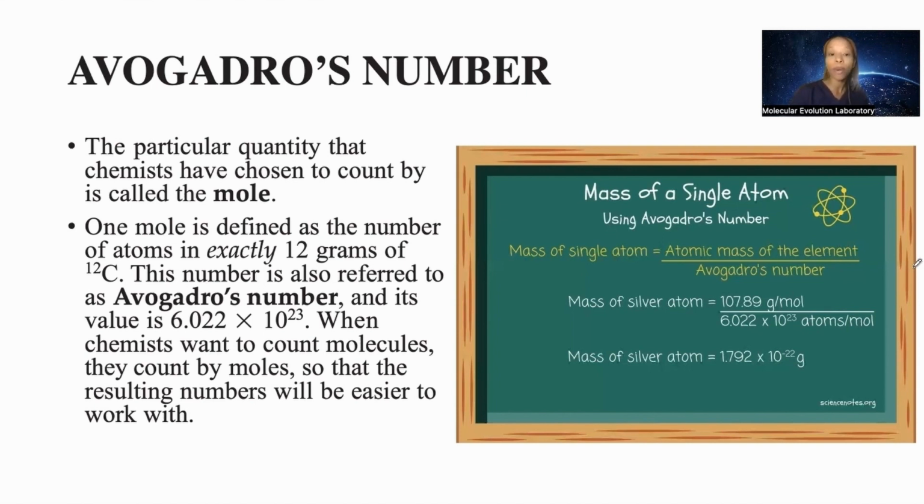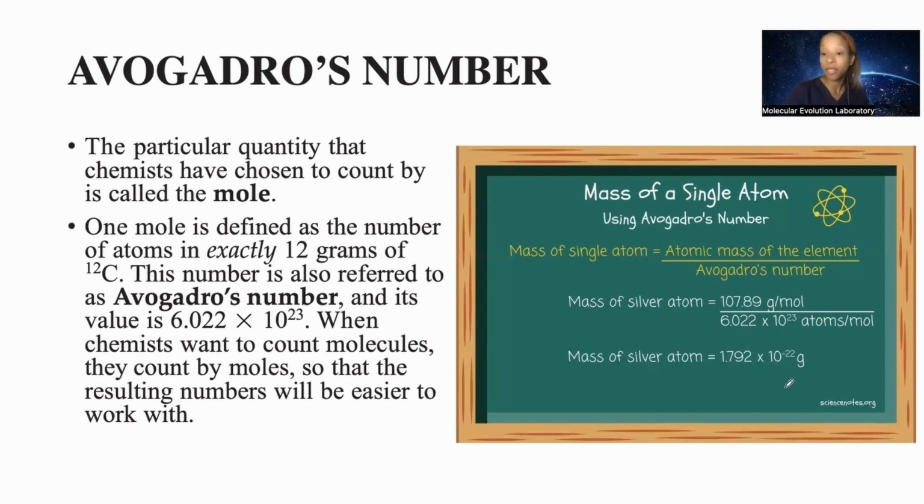When chemists want to count molecules, they count by mole so that the resulting number will be easier to work with. Mass of a single atom using Avogadro's number: how do you know the mass of a single atom? You basically use the atomic mass of the element divided by Avogadro's number. For example, the mass of a silver atom would be 107.89 grams per mole divided by 6.02 times 10 to the 23.